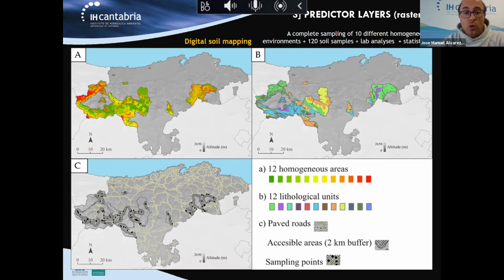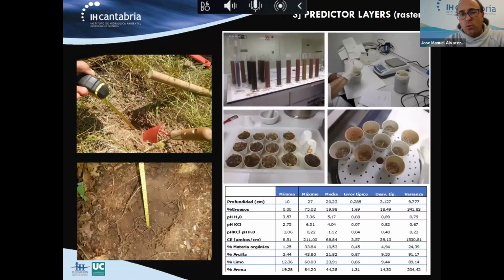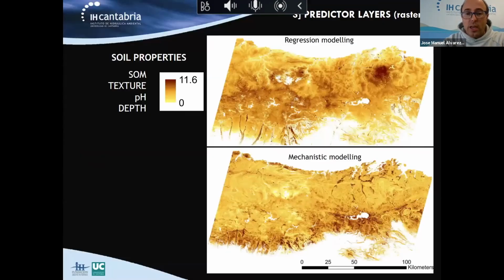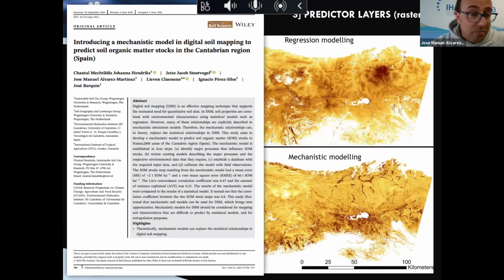So what we did here was create different strata, 12 homogeneous areas. Then, as you can see here, we took into account, of course, the lithological units and accessibility for sampling, and made a field sampling that was afterwards followed by lab analysis, statistical analysis, and so on. And we ended up with maps, with regression maps and with mechanistic maps, and a paper that we finally published some months ago after a long review process, because it was not easy, but we needed to create this soil property map.